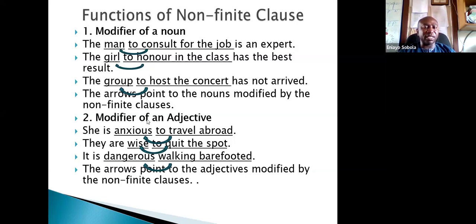Second one is modifier of an adjective. Example: She's anxious to travel abroad. To travel abroad is a non-finite clause that modifies the adjective anxious. They are wise to quit the sport. To quit the sport is a non-finite clause which modifies the adjective wise. It is dangerous walking barefooted. So walking barefooted is a non-finite clause which modifies the adjective dangerous.